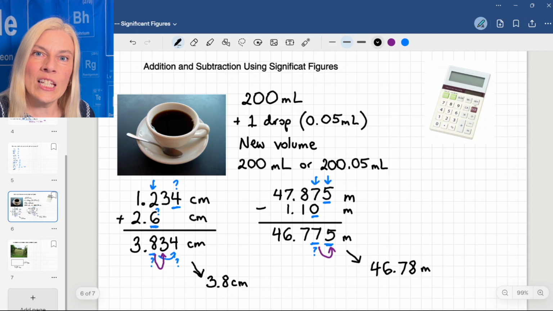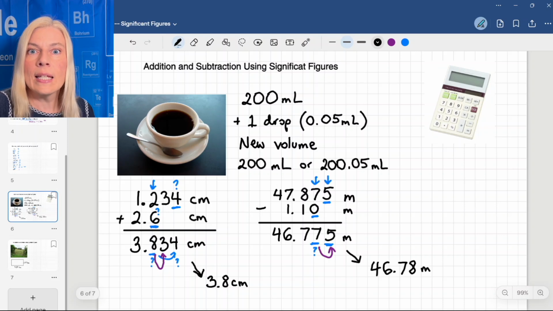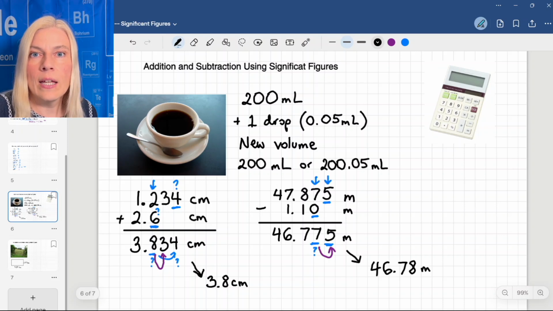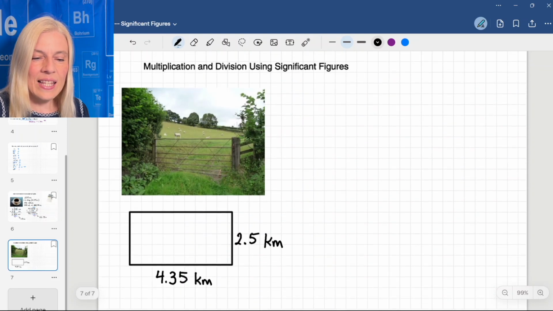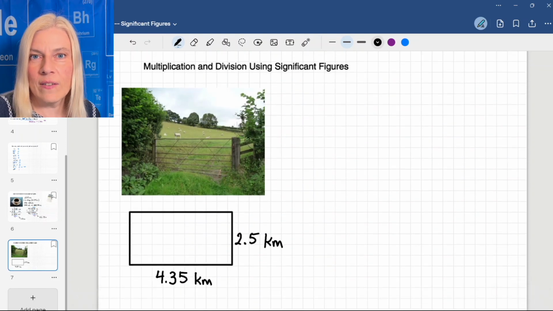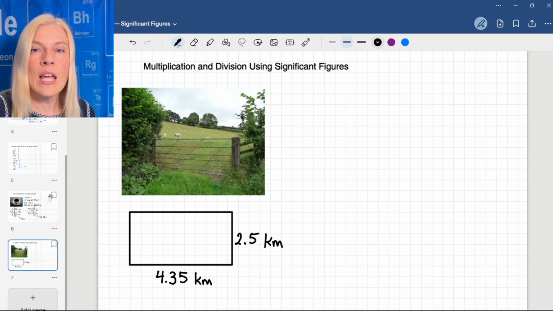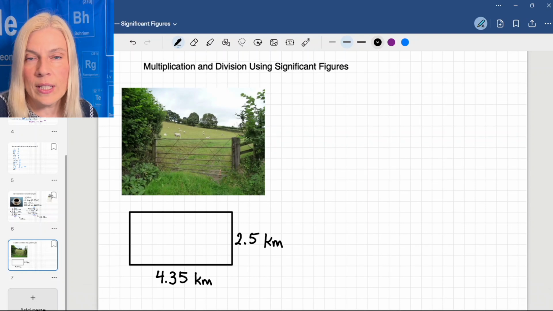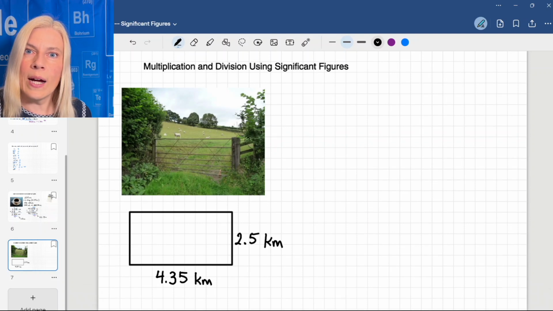So remember, addition, subtraction: you line up your decimal points, and then you show your greatest place of uncertainty. That's what you have to show. All right? Okay. Let's do multiplication and division. Multiplication and division has a whole different set of rules. So let me explain to you why.